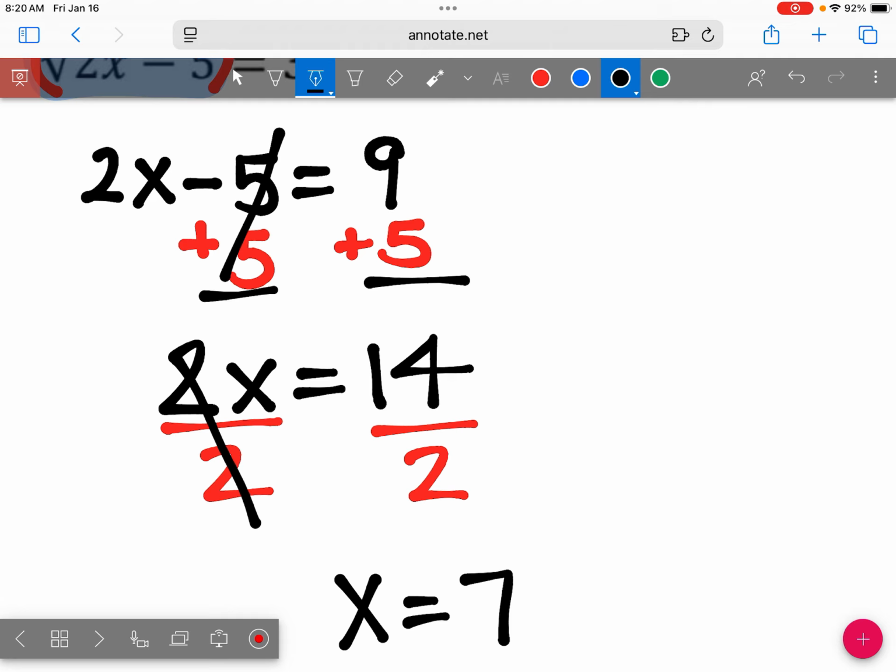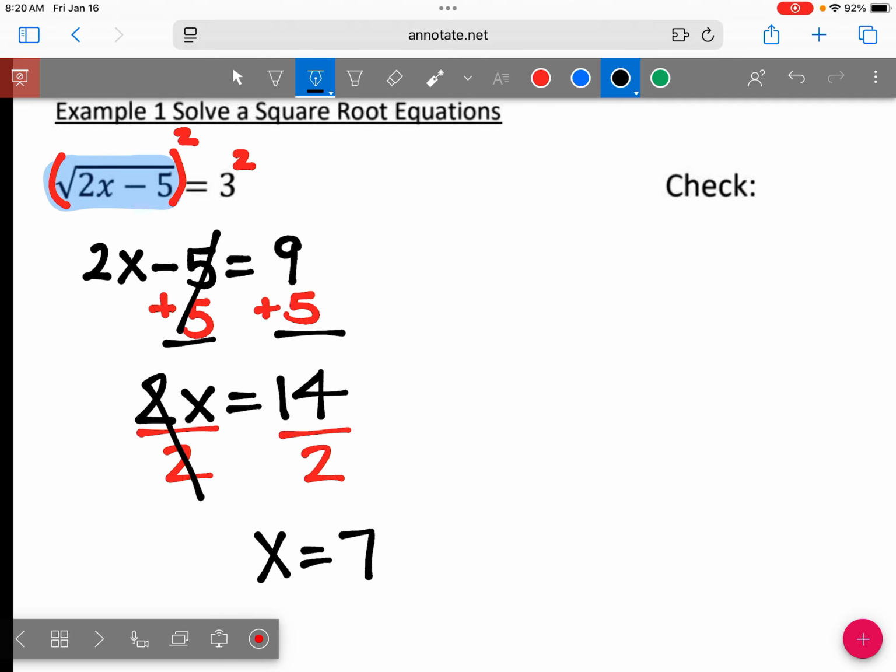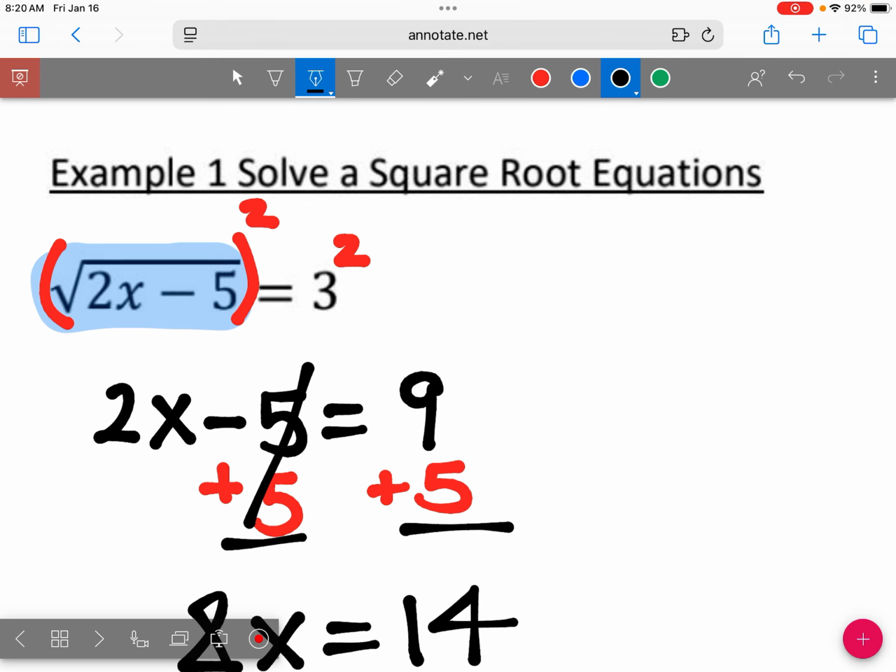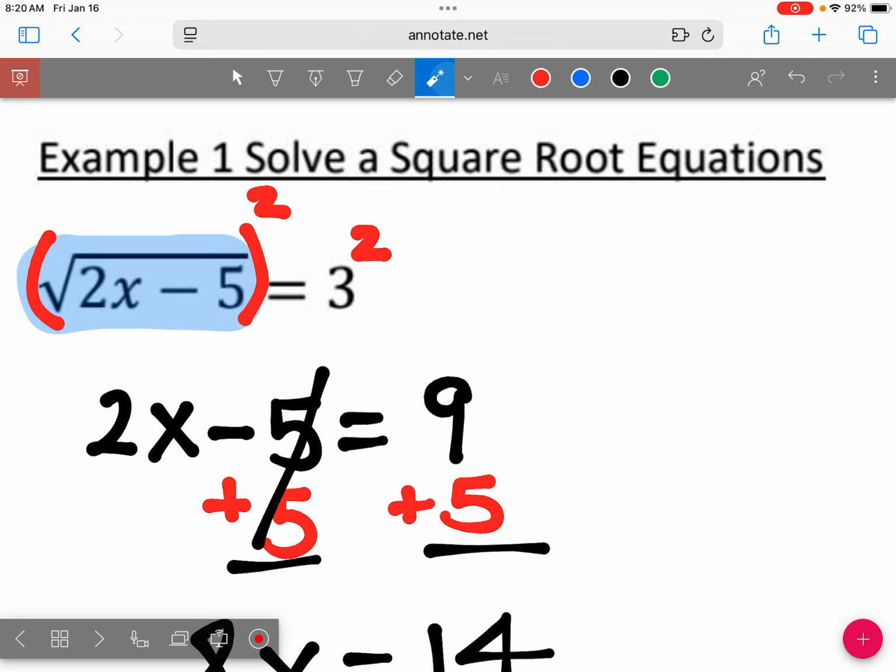What did I do? How did I get who? Oh, there you go. Thank you. Okay. So when you square both sides, we get 3 squared. And 3 squared is the same as 3 times 3. Yeah, that's what I was saying.